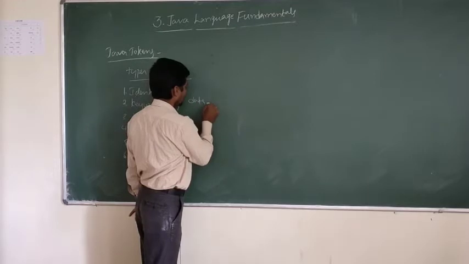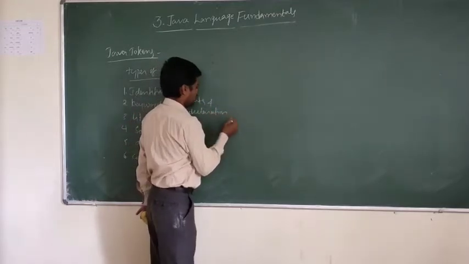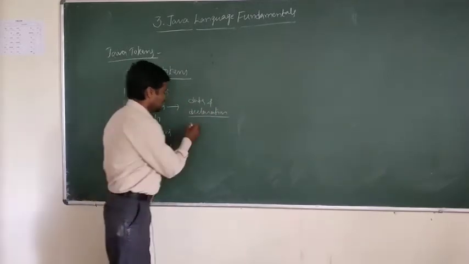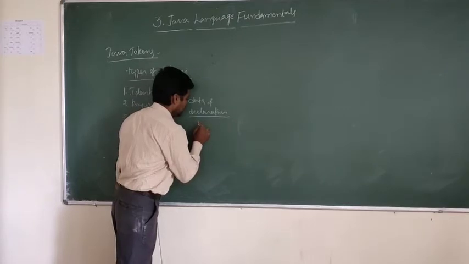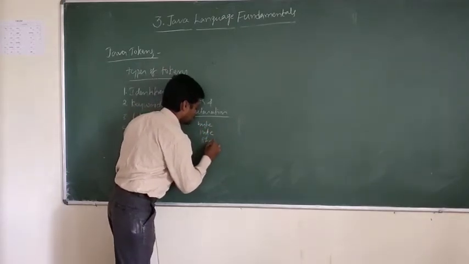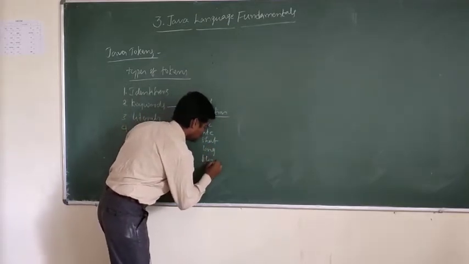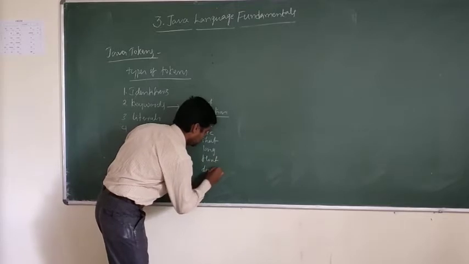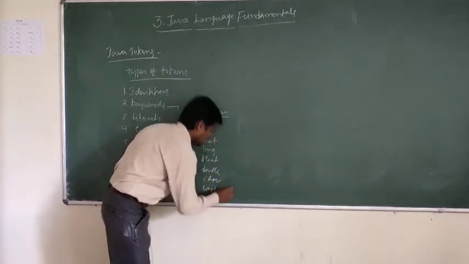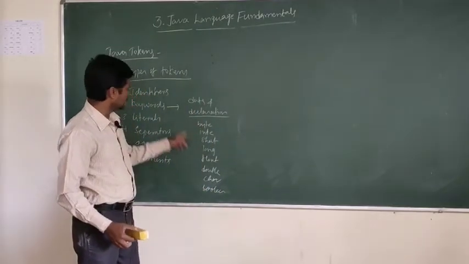First, data and declaration. What are the data and declaration parts? That means byte, int, short, long, float, double, character, boolean. These are the data types, used for declaration.